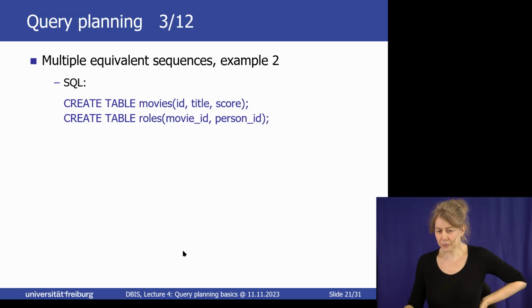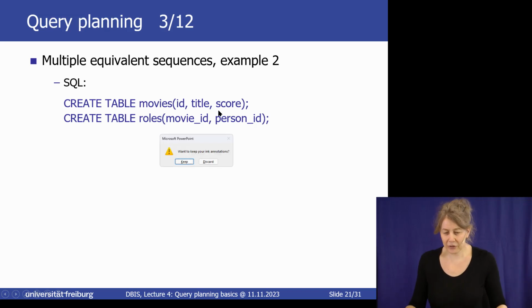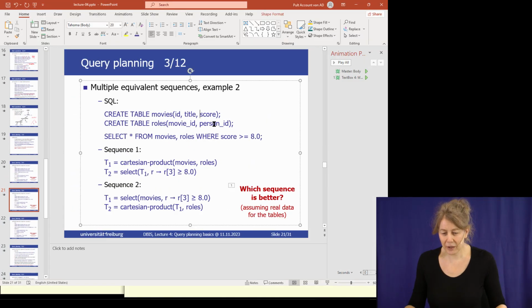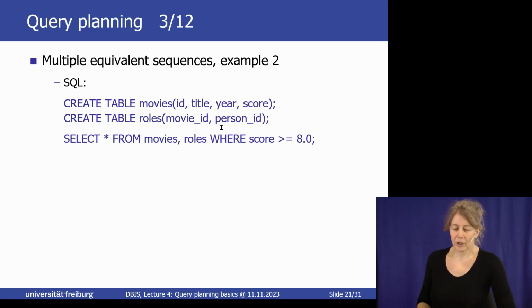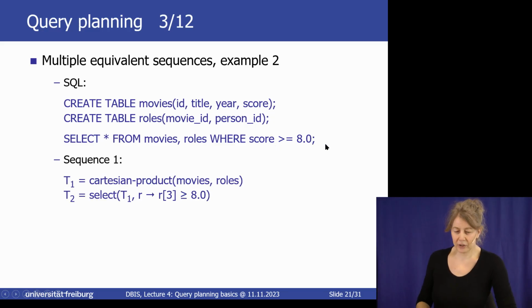Okay. This is somehow not the latest version of the slides, I think. Here it has year, but I can just edit that. So here, and now I just want, this query is maybe not the most meaningful. I'm combining movies and roles, and just those movies with a score greater than 8.0.